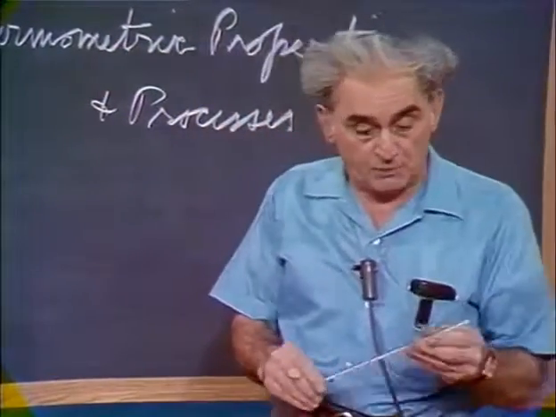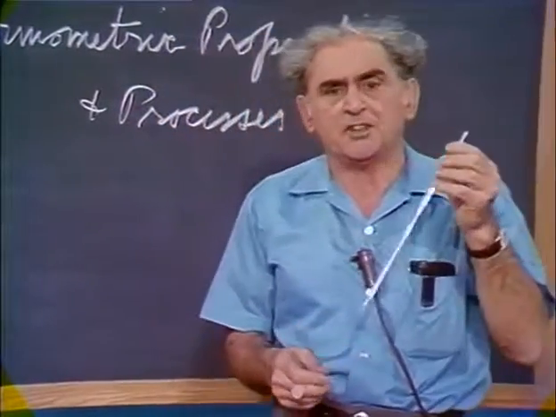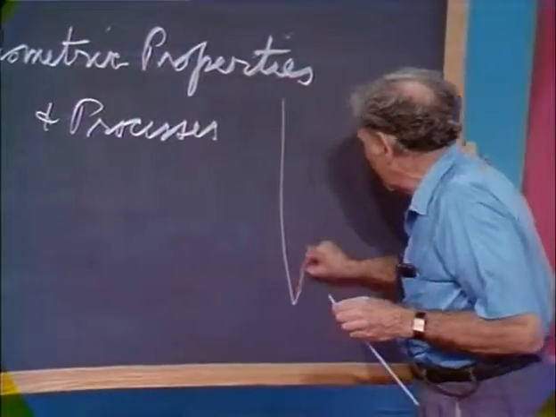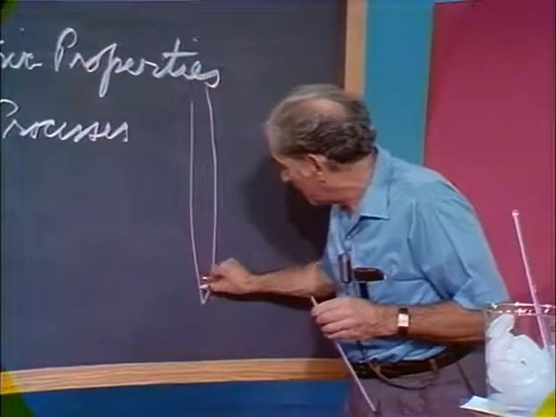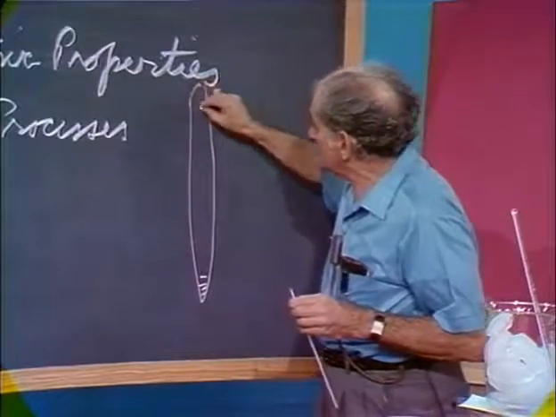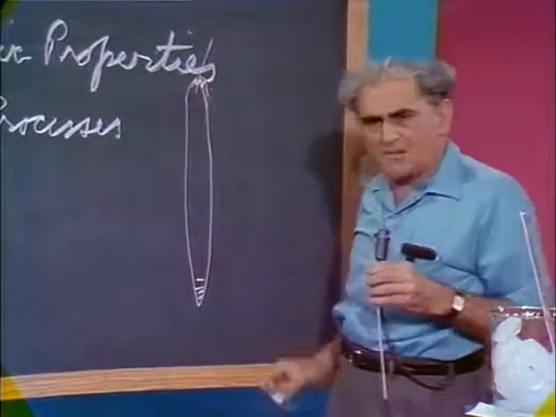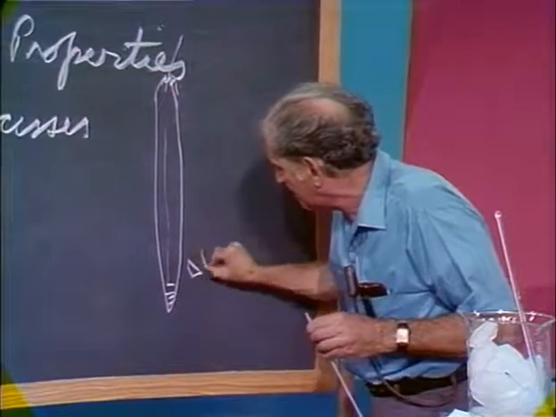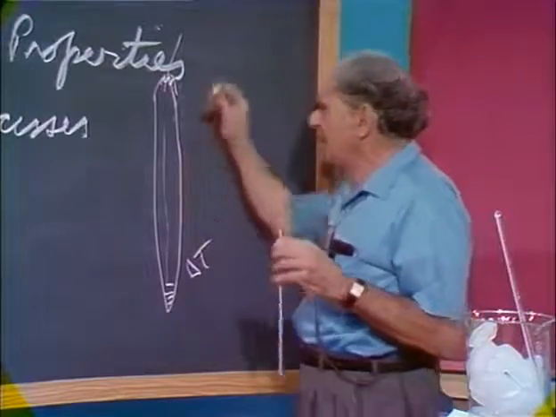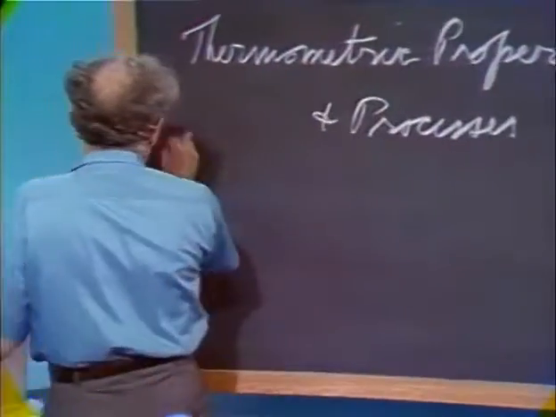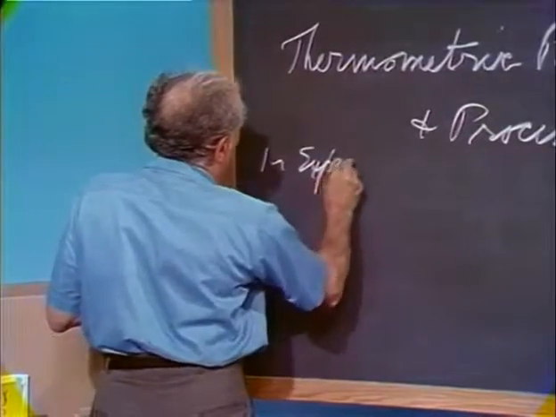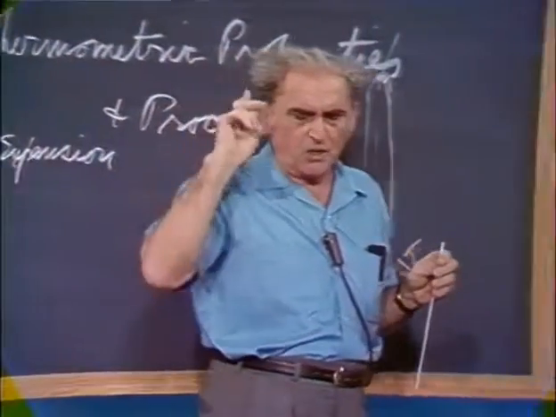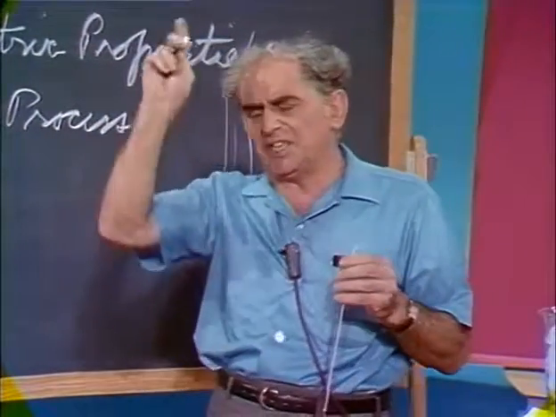First, I would remind you of what is commonplace in your life, a thermometer. Now, you know what a thermometer is. We have a long glass tube that has some mercury in it, and it is pumped down a little bit and sealed off. And then the mercury expands when there is a change in temperature. And so we say, first, expansion is a thermometric process or property. Expansion. In general, all things expand when heated.